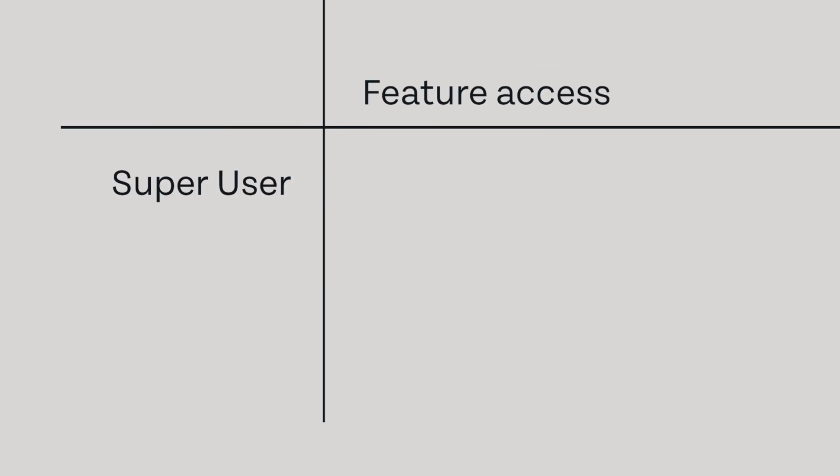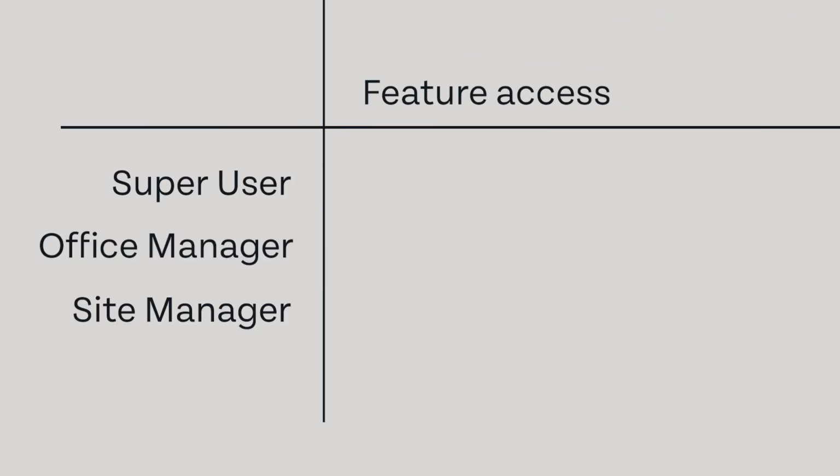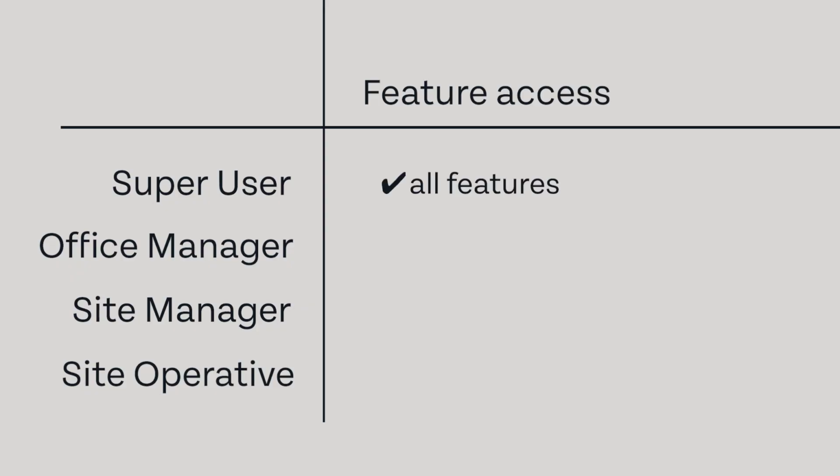Let's go through the different types of users. There are 4 types of users in a sliding scale in terms of access to settings. There's the super user, the office manager, the site manager, and the site operative. As the name suggests, the super user is the main administrator who manages the company account, with access to edit all of the features. There can only be 1 super user per account, so if you want more than 1 admin for the account, add the others as an office manager.